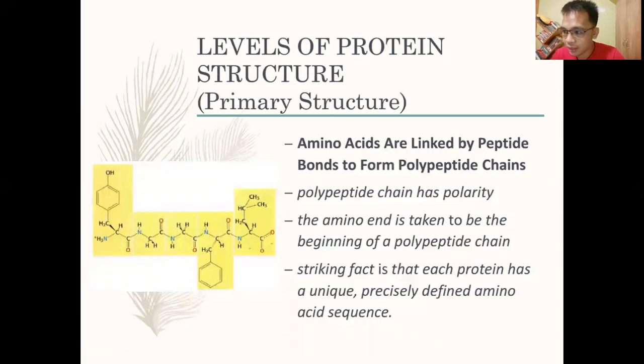For the primary structure is the sequence of the amino acids in the peptide bond. Okay, since we all know that the amino acids are linked by the peptide bonds to form a polypeptide chain. The polypeptide chain has polarity. The amino end is taken to be the beginning of the polypeptide chain, di ba? L stereoisomers. Okay, and it's a striking fact that each protein has a unique, precisely defined amino acid sequence. So may kanya-kanya silang sequence.